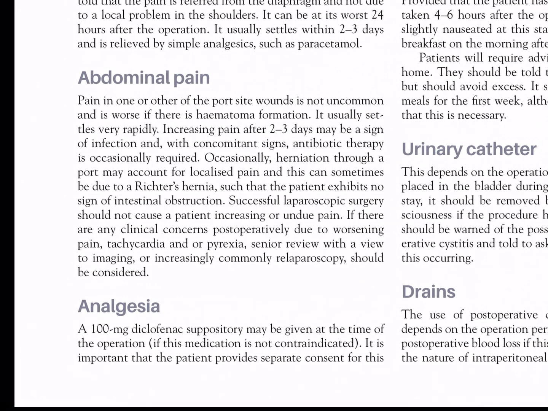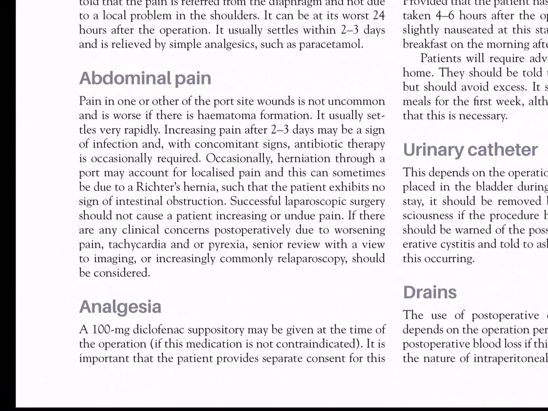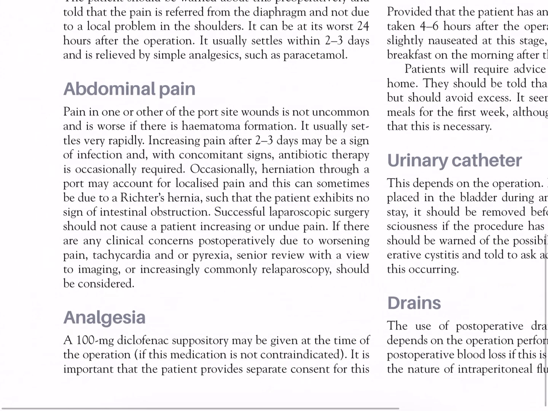Abdominal pain. Pain in one or other of the port site wounds is not uncommon and is worse if there is hematoma formation. It usually settles very rapidly. Increasing pain after 2 to 3 days may be a sign of infection, and with concomitant signs, antibiotic therapy is occasionally required. Occasionally, herniation through a port may account for localized pain, and this can sometimes be due to Richter's hernia, such that the patient exhibits no sign of intestinal obstruction.